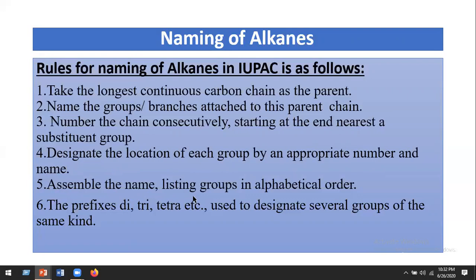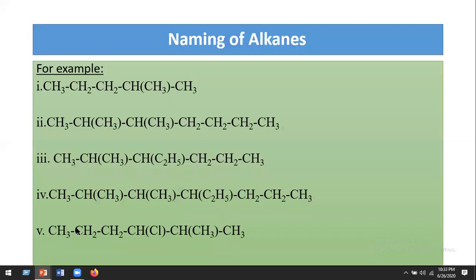You have to mention the group in naming according to English alphabetic order. Number six, the prefixes di is for two same alkyl groups, tri for three same groups, and tetra for four same groups, etc. are used to designate several groups of the same kind. And here's some examples of naming of alkanes.